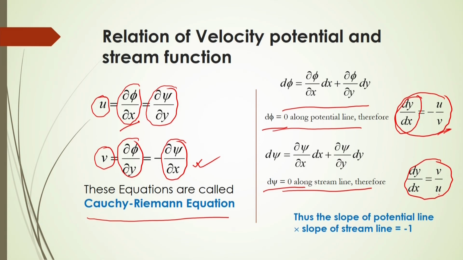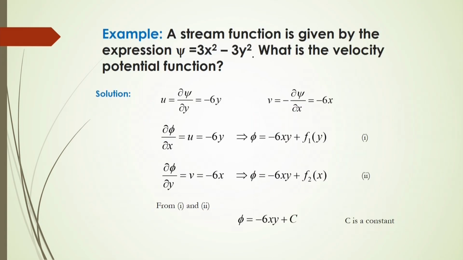So, thus in this case we can get the slope of the streamline and the potential line. For the potential line, the slope dy by dx will be minus u by v, whereas for the streamline the slope will be equal to v by u. So, if we relate them, then you can say that the slope of the potential line will be equal to the negative of the inverse of the slope of the streamline. Let us do an example here.